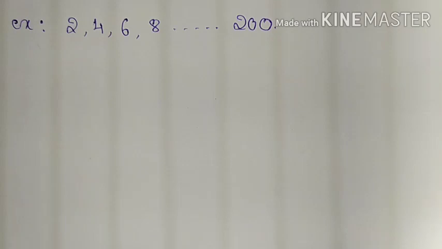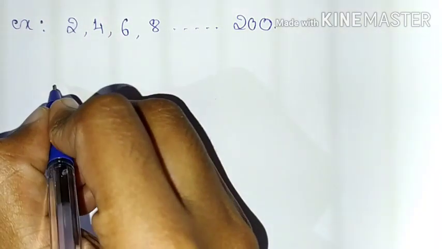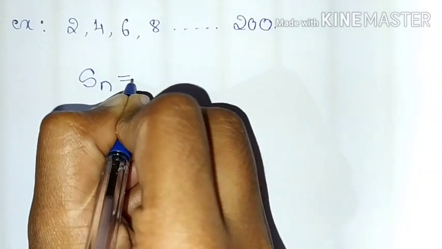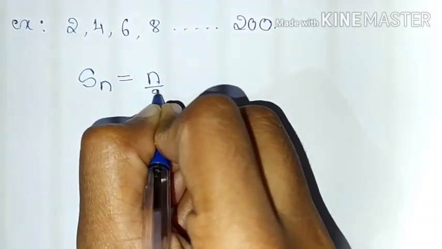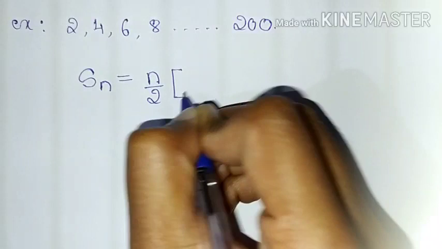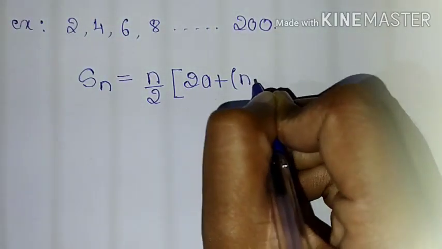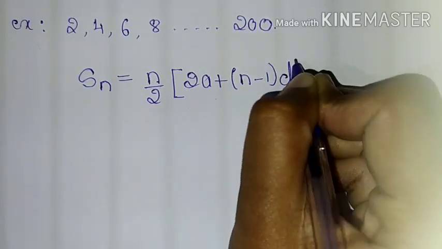So, in this case, if I were to ask you to determine the sum of first 100 terms of this arithmetic progression, then you cannot go on adding them 2 plus 4 plus 6 plus 8. It will be a tedious process. So, we have a formula to determine the sum of first n terms, that is Sn is equal to n by 2 into 2a plus n minus 1 into d.